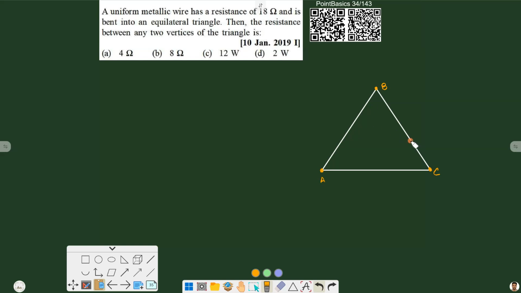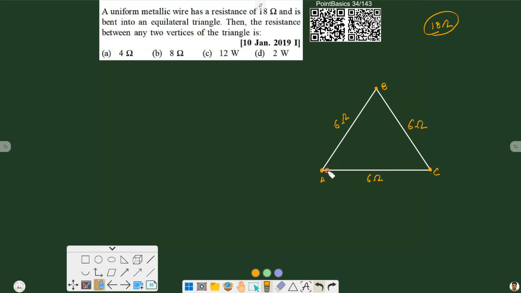Now, length of each side is equal, and total resistance of the wire from which we made this triangle is 18 ohm. And this 18 ohm is divided across three sides of equal length. So each side will have equal resistance, and resistance of each side will be 18 by 3, that is 6 ohm. So this side will have 6 ohm resistance, 6 ohm resistance, and 6 ohm resistance. Now, resistance between any two vertices. So suppose we are finding resistance between A and C.